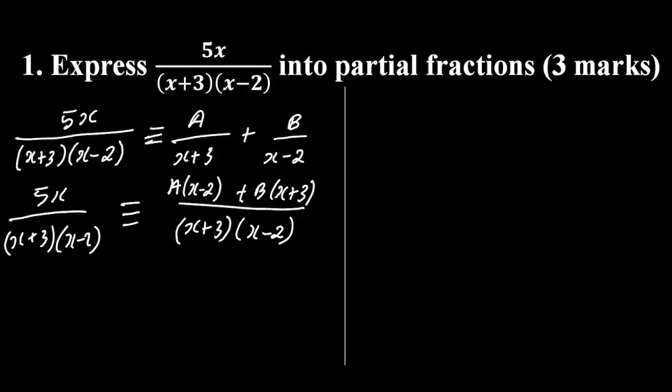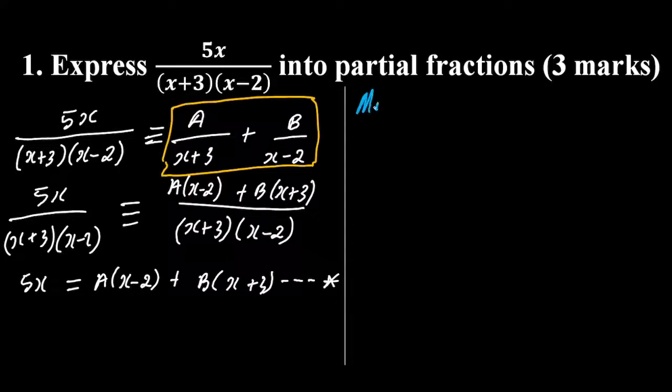Remember, we want to express this in a much simpler form. So it means that our 5x will simply be equal to A into x minus 2 plus B into x plus 3. We're going to call this our equation star. Now to look for the values of A and B, we have to use either substitution or we compare coefficients. Now method 2, using comparing coefficients.